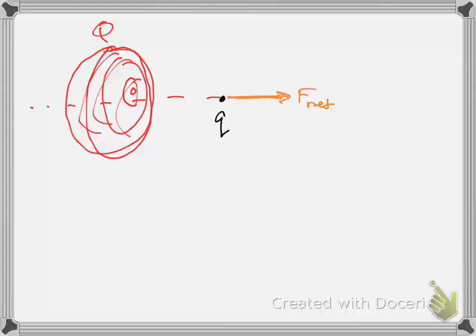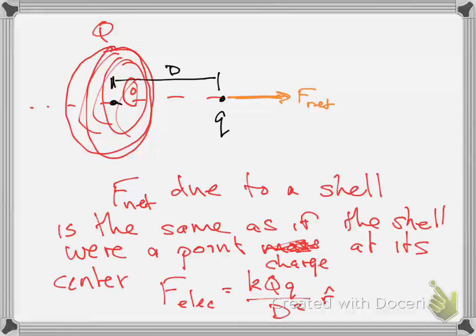And what Newton's shell theorem told us is that the net force due to a shell is the same as if the shell were a point charge, not a point mass, but a point charge at its center. So the electric force between a shell of charge Q and a point charge q is kQq over d squared, where d is now the distance between the center of the spherical shell and the point charge, and it's in the radial direction, still as shown. And the shell theorem goes on to say that if I'm inside this shell of charge, the net electric force is 0.